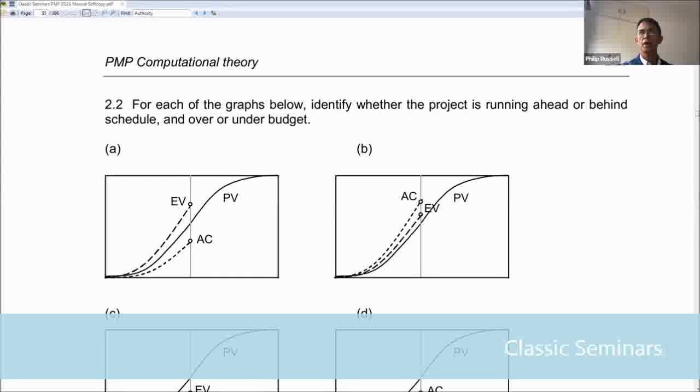And for those of you who have finished, you can continue on 2.25, where you look at 2.2 and analyze the graphs. Let me show you what I mean. It's this part here, at the top of 2.25. You look at this graph and say, is it running ahead or behind schedule? Is it over or under budget? And you define that for each of these items on this page, for those of you who have finished the previous exercise.